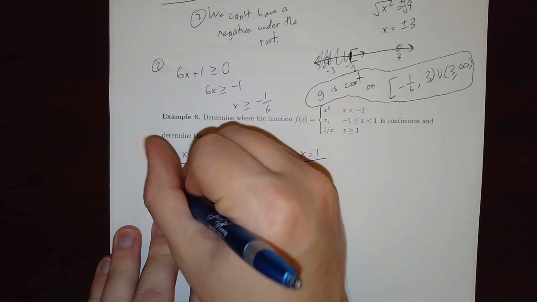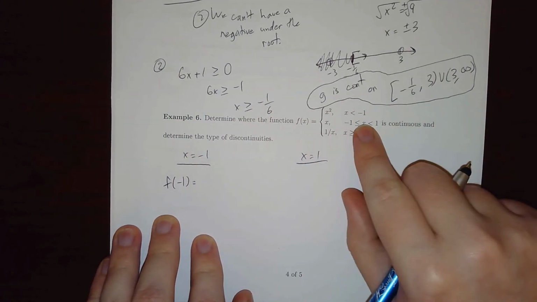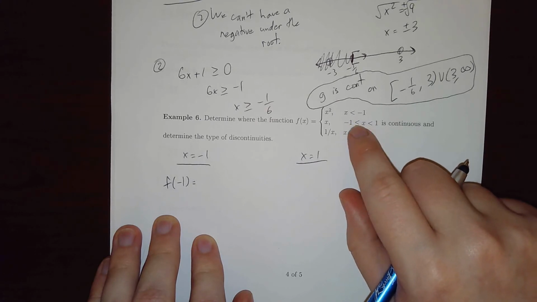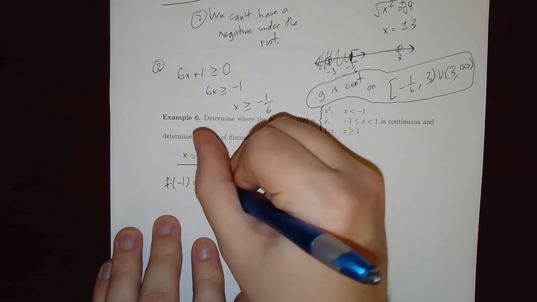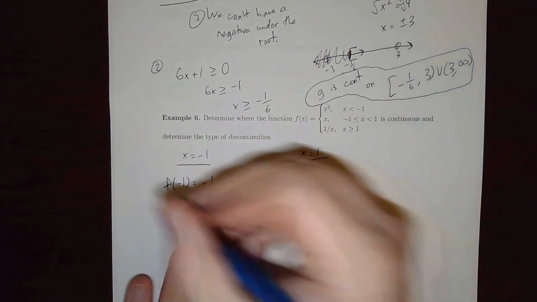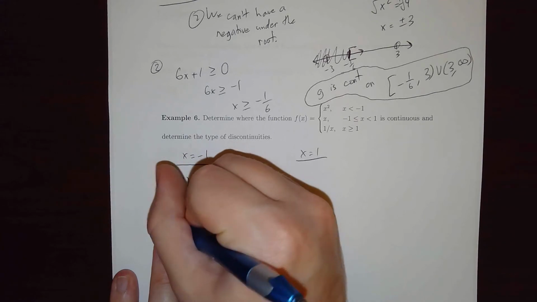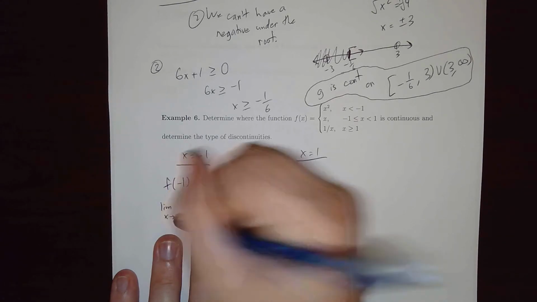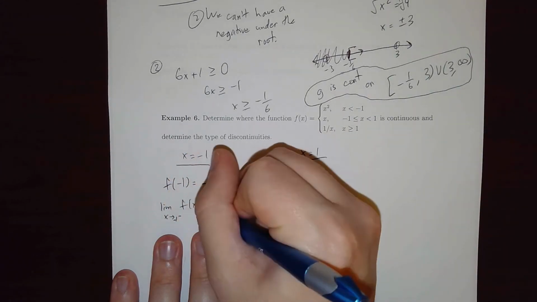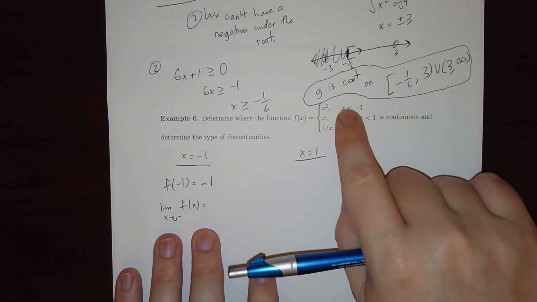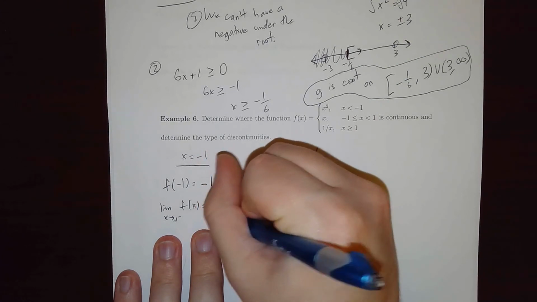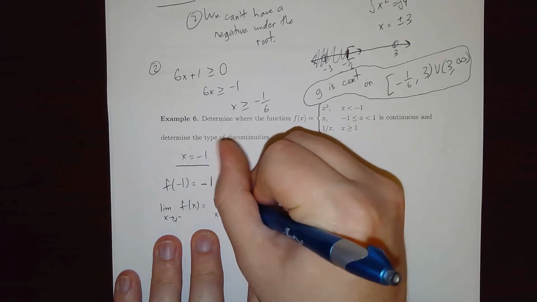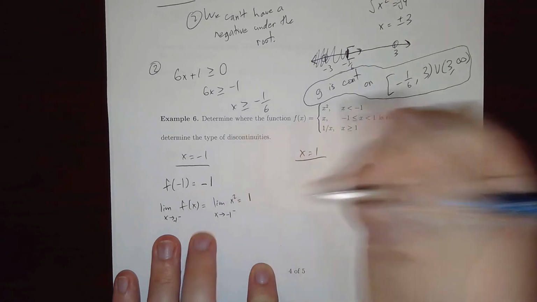So if we plugged in -1, we're looking at this piece because this is where the function is defined when our value is -1. So f of -1 is going to be -1. If we look at our limit as x approaches -1 from the left, though, this is actually looking at the x squared part. So this will be the limit as x approaches -1 from the left of x squared, which will be actually a positive 1.